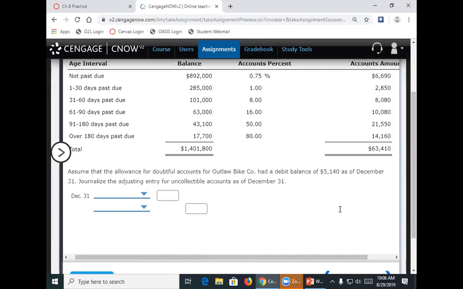And what you really need to think about though, is when you do that adjusting entry, it should always end with a credit balance. That's kind of the purpose of doing this adjusting entry, is to make sure that account is accurate. Okay, so this one had a debit, so we added, but your journal entry again is still a debit to bad debt expense and a credit to allowance for doubtful accounts. And it's the 68,550.